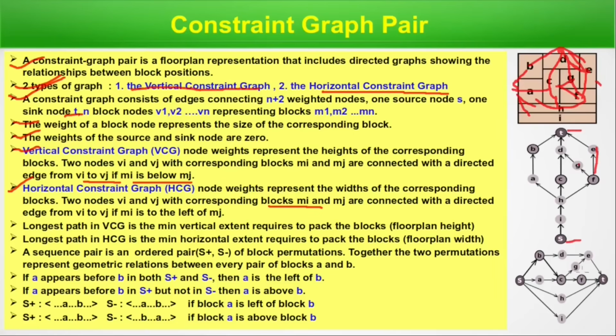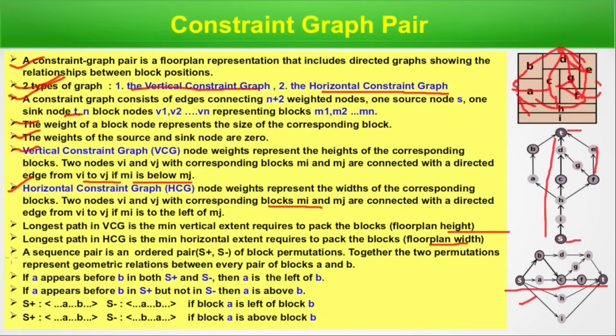So G and E connected, and F is directly connected to T, that is sink, and here H and I both are directly connected to T. So this way we can represent the HCG. Now the longest path in VCG is the minimum vertical extent required to pack the blocks, that is the floor plan height, and the longest path in HCG is the minimum horizontal extent required to pack the blocks, that is the floor plan width. This is about constraint graph pair.